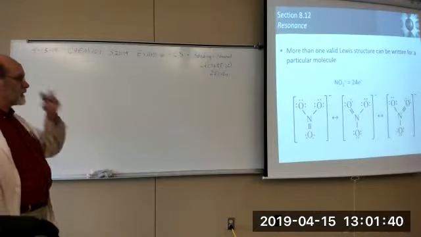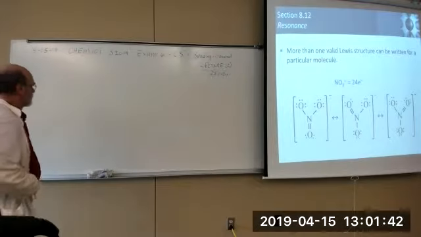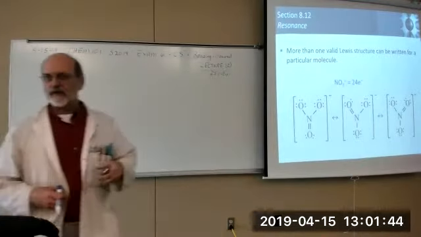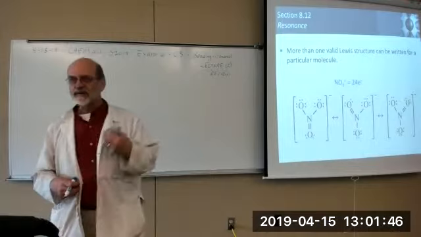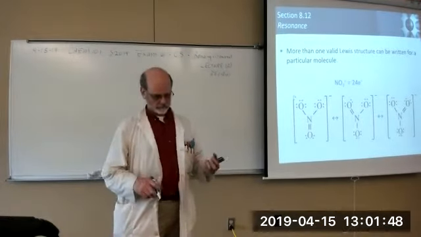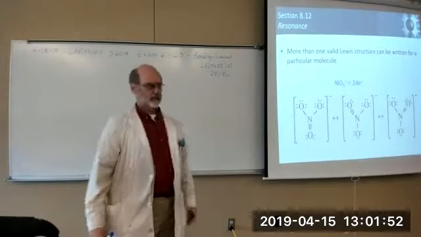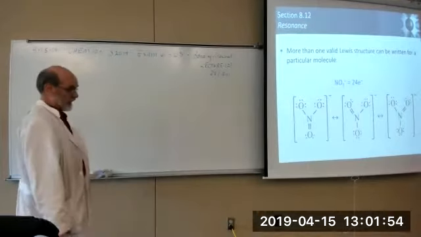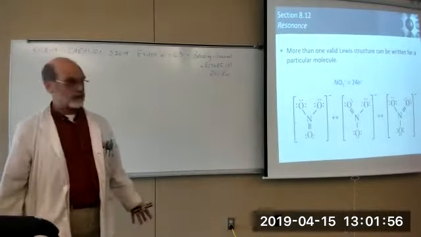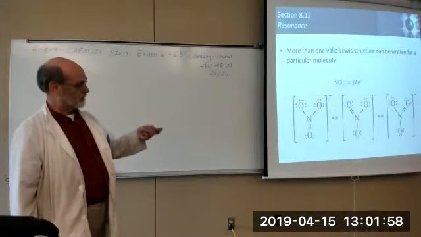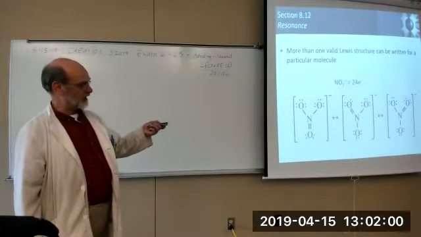So what do we do? I used the terminology earlier, a valid Lewis dot structure. We follow the rules, we end up with a dot structure. What if you follow the rules and there are more than one possible structures, right? NO3 minus.